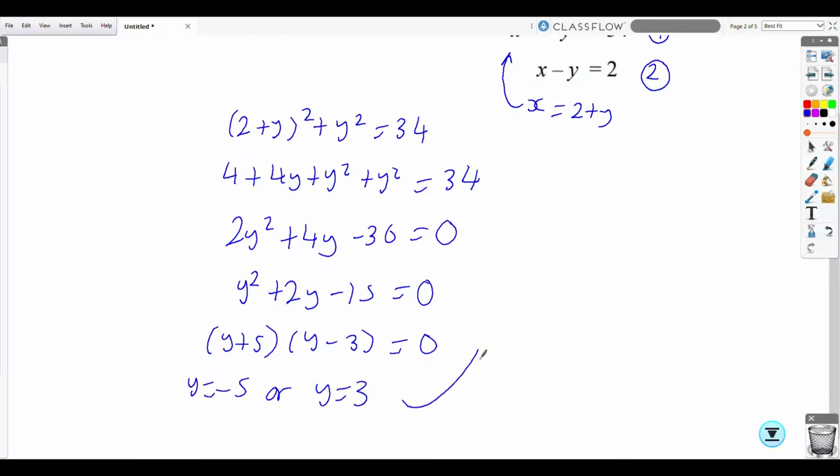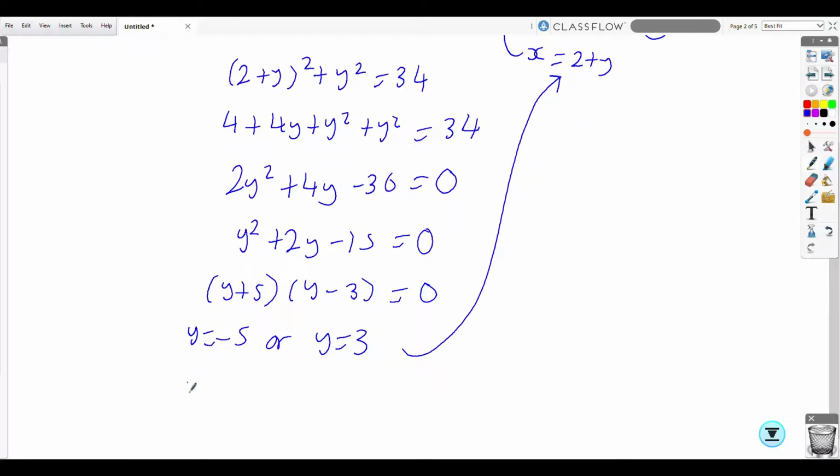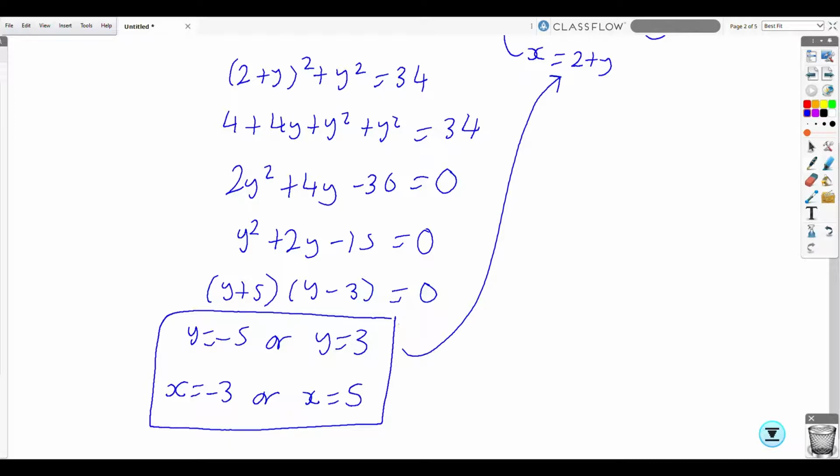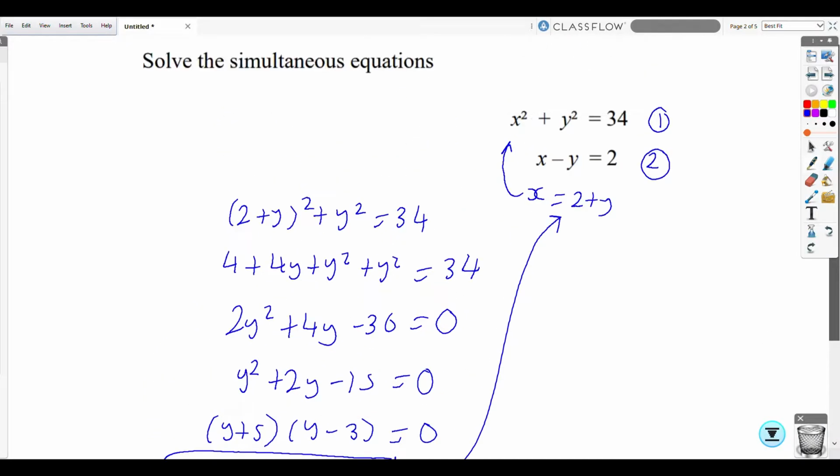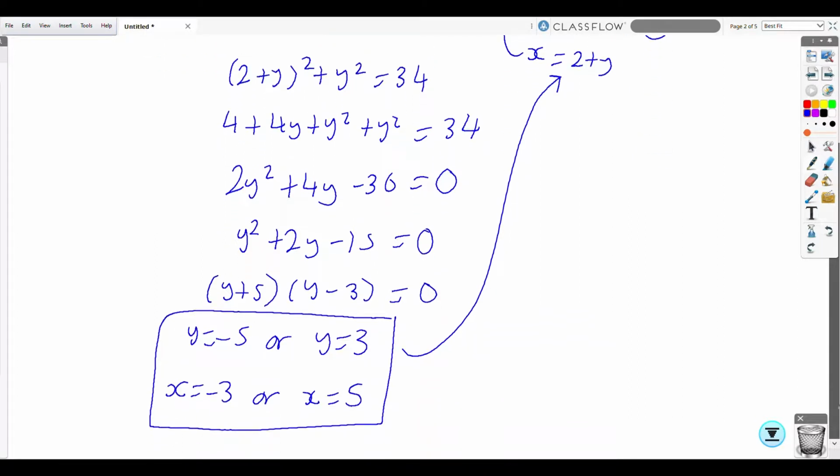Once again, to find x, we substitute into this equation here. So for a value of minus 5, x is going to be equal to 2 plus that, so that's 2 minus 5, which is minus 3. For a value of 3, x is going to be equal to 2 plus 3, which is 5. And these are the two sets of solutions to that simultaneous equation. So these are the points where the line will go through the circle at two different points.